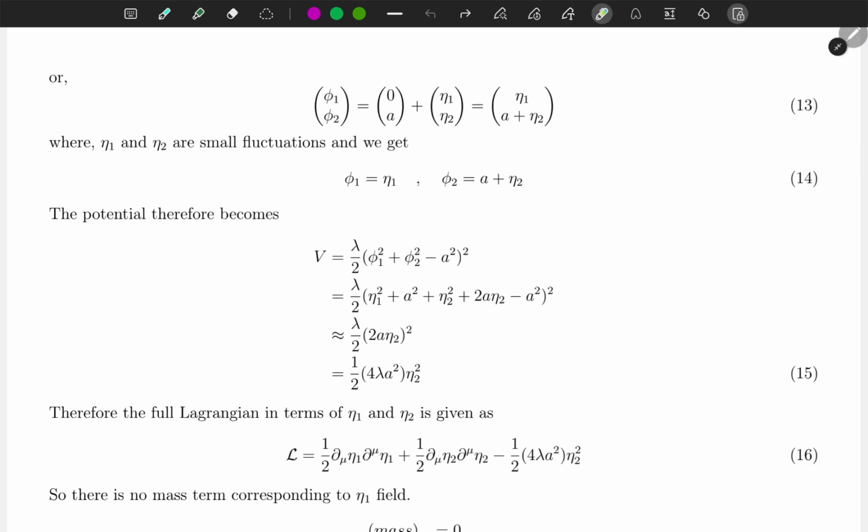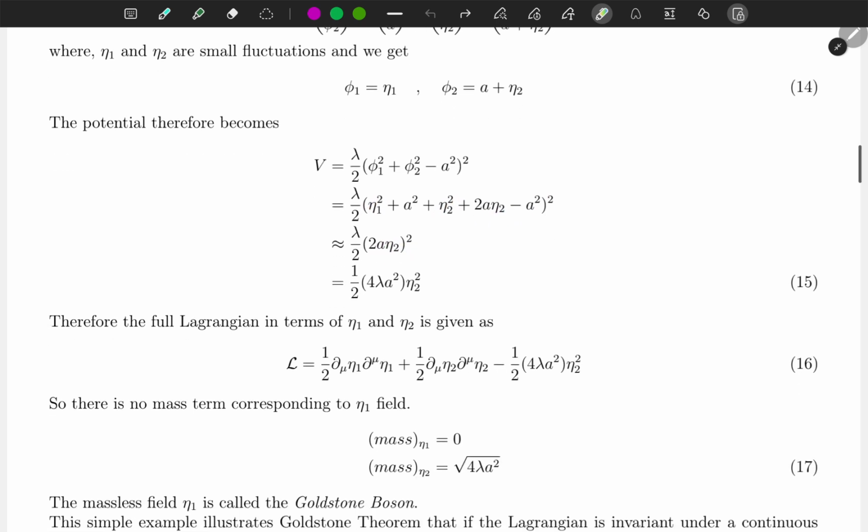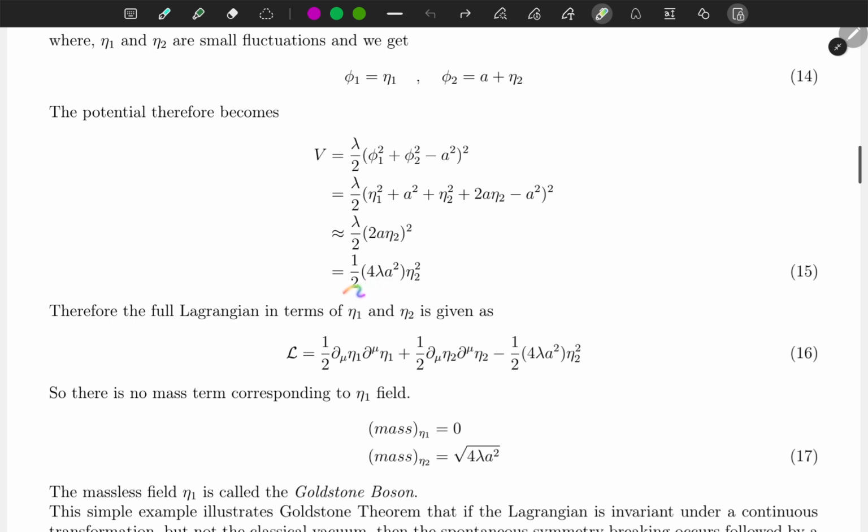What we will get? You will get phi 1 squared plus eta 1 squared, phi 2 squared is (a plus eta 2) whole squared. So basically you get this term minus a squared. Basically a squared will cancel, and as eta 1 and eta 2 are small fluctuations, you neglect the squared terms, then you get 2a eta 2 squared, whole squared. So from this you get the potential to be this.